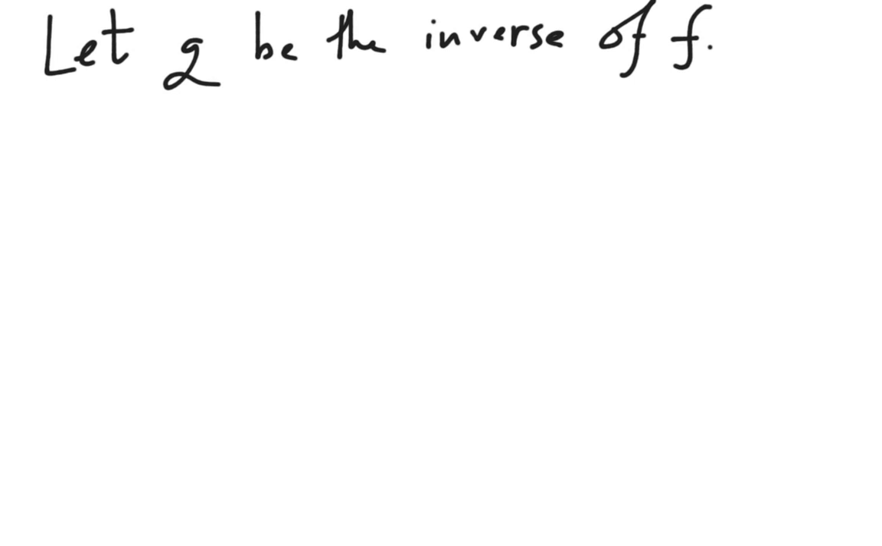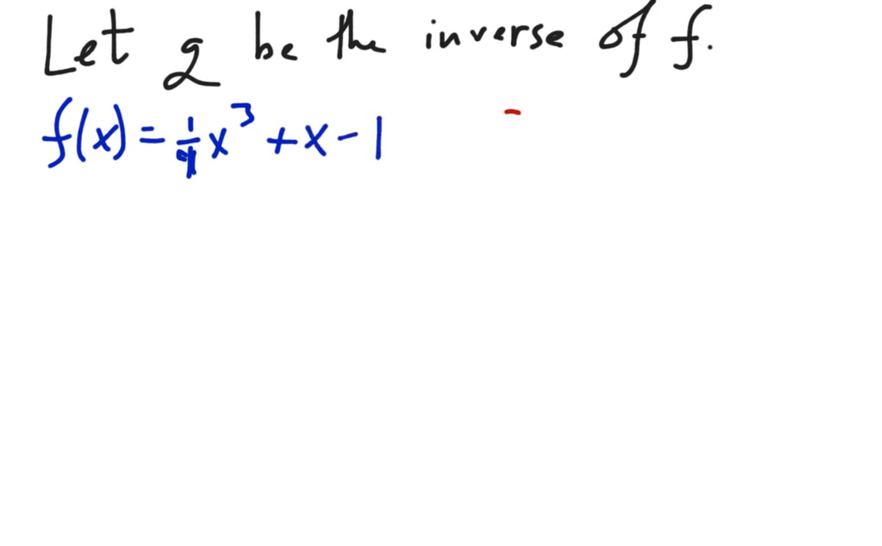All right, this is how most of these problems start off. Something with let g be the inverse of f. And so, in the example we're going to do together, f of x, I'll do it in blue, f of x is going to equal 1/4 x cubed, that's a 4, not a y, plus x minus 1. And g is the inverse of f, so that means that g of x equals f to the negative 1 of x.